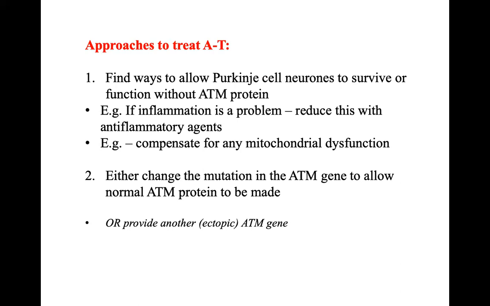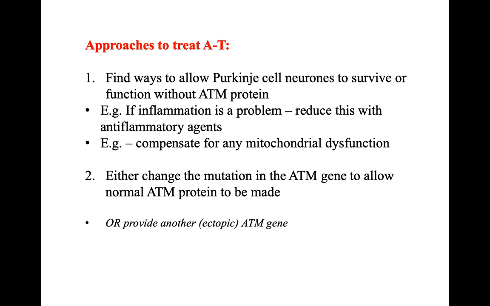So that's going to be the end of the sort of basic science, you'll be pleased to hear. But now let's think about ways that we can try and use to treat AT. We could try to find ways to allow these Purkinje cell neurons to survive and function even though they haven't got ATM protein. So, for example, if inflammation is a problem, maybe we can reduce this with anti-inflammatory agents. Or maybe we can compensate in some way for mitochondrial dysfunction. And there are agents that seem able to do that. So they're more acting on ATM function.